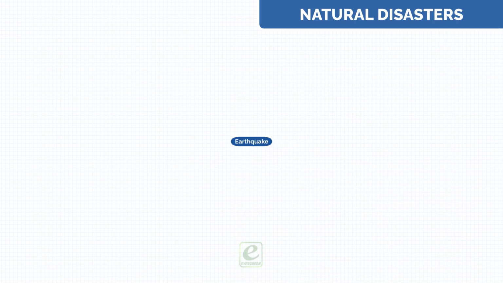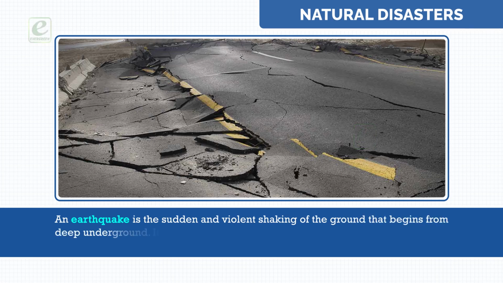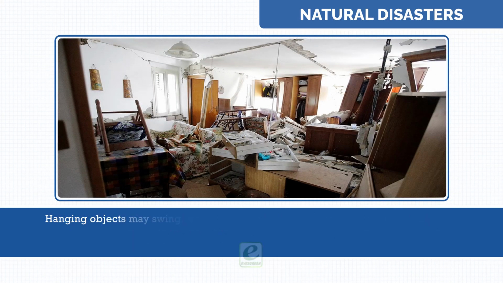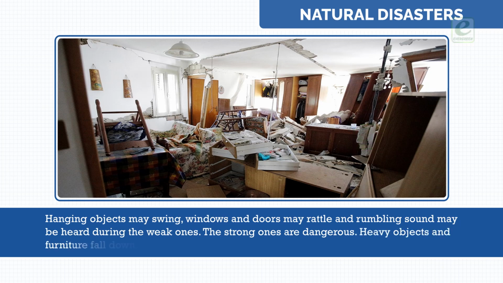Earthquake. An earthquake is the sudden and violent shaking of the ground that begins from deep underground. It comes without any warning. Earthquakes may be weak or strong. Sometimes there are aftershocks. Hanging objects may swing, windows and doors may rattle, and rumbling sound may be heard during the weak ones. The strong ones are dangerous. Heavy objects and furniture fall down.